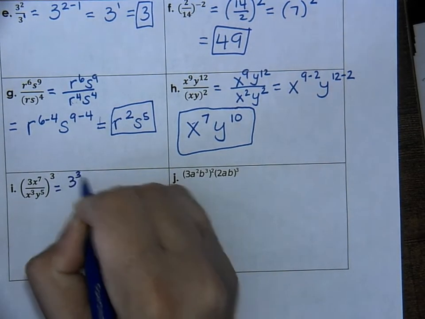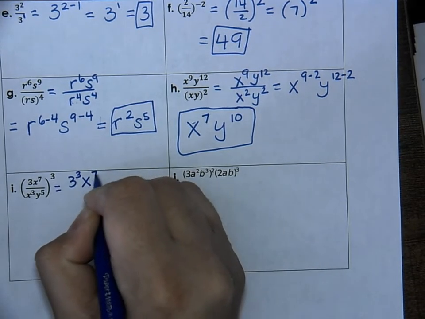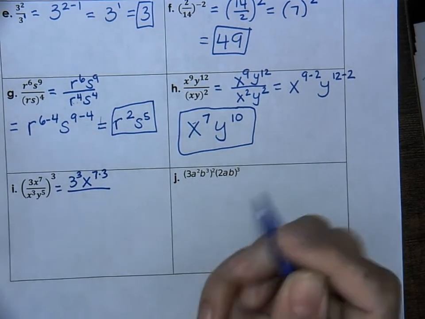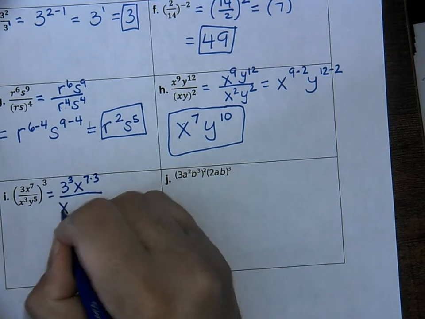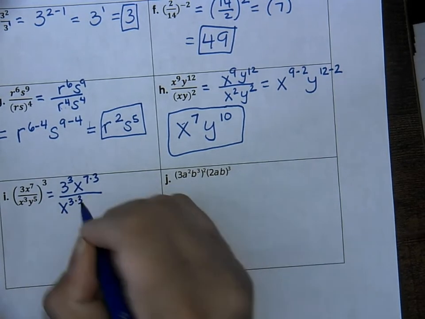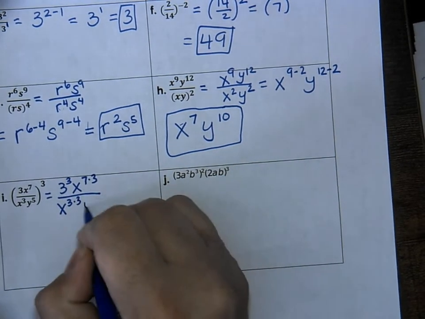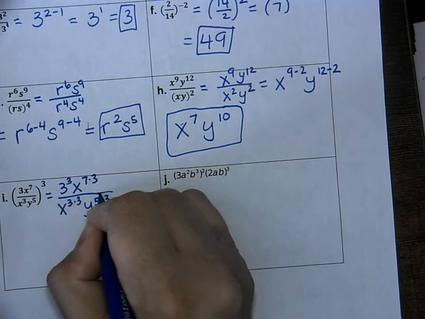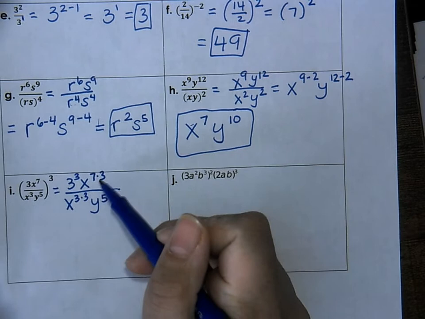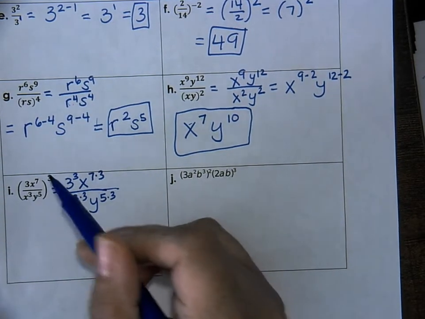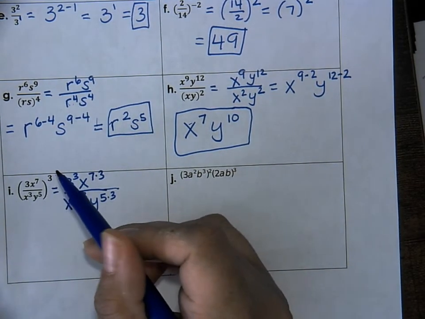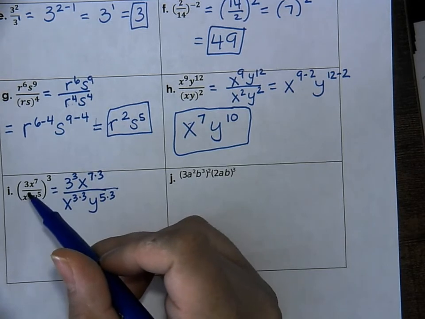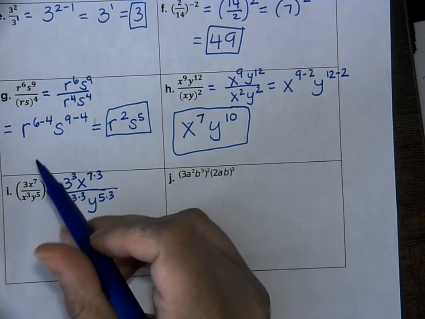3 cubed, x would be 7 times 3. Then the denominator would be x would be 3 times 3 for the x value. And then for y, it would be 5 times 3. So all I'm doing there is multiplying each of the exponents that were already there by 3 because this is called power of a power. And I'm making sure it gets to every single term.